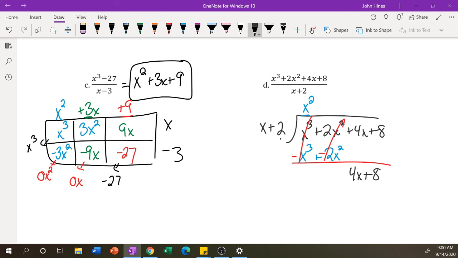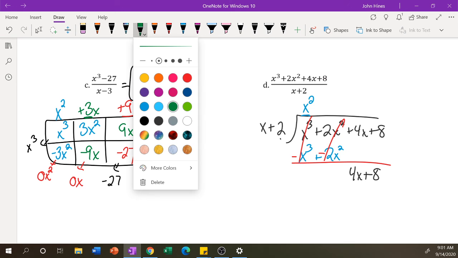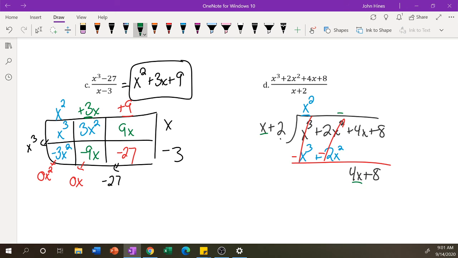I'm going to ask myself, what times x gives me 4x? Well, plus 4. 4 times x is 4x. 4 times 2, oh. So sometimes that's going to happen. And if you were doing a table right now, you'd have just a column of zeros because you wouldn't have needed to add anything. This middle column over here would just be zeros. So weird things can happen and you just have to kind of go along with it and hope for the best.